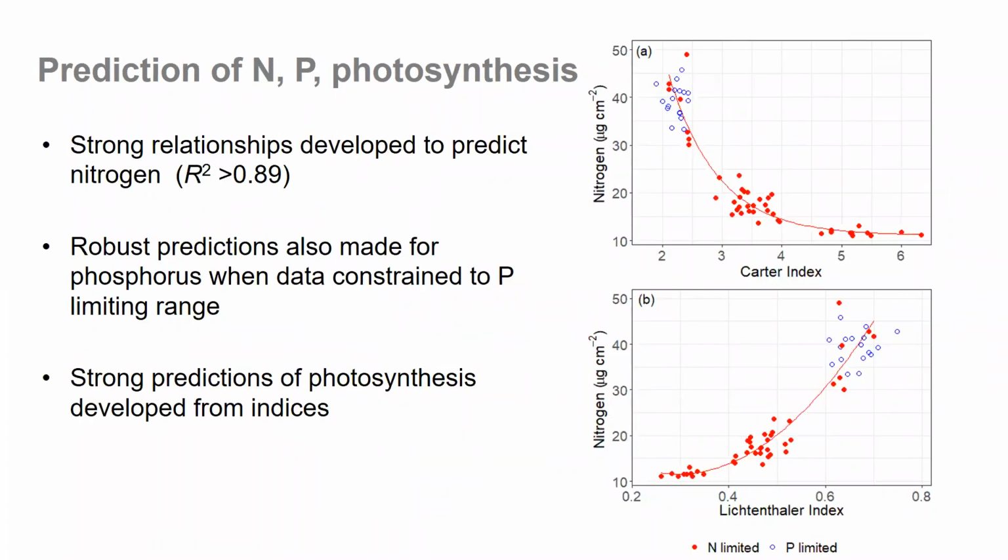Using the hyperspectral imagery collected in this experiment, we've developed strong relationships between foliage nitrogen and many indices, including the Carter index, as illustrated by the two figures shown here. We have also made robust predictions of foliage phosphorus when data was constrained to the P-limiting range. Strong relationships have also been developed between indices and photosynthesis.